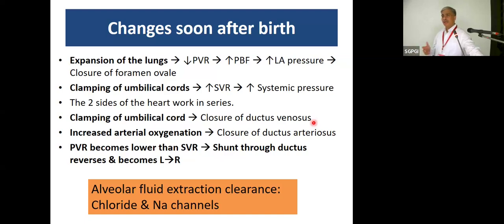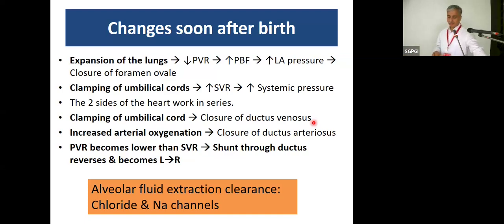In the lower part, if you see what happens, we are clamping or cutting the cord. So the placenta, which was a very low resistance, high volume circuit, has to get closed. So the systemic pressure increases, and now the heart has to work in series.